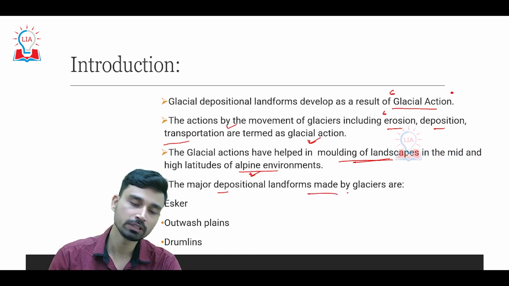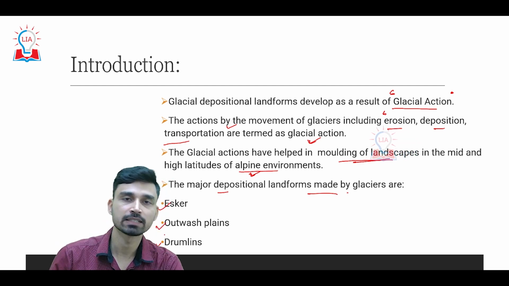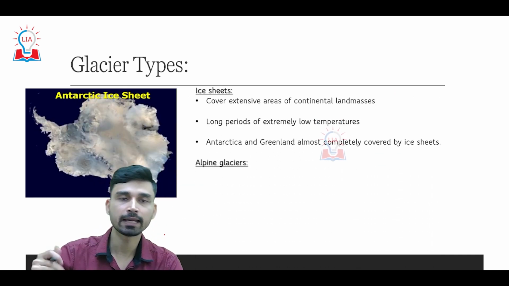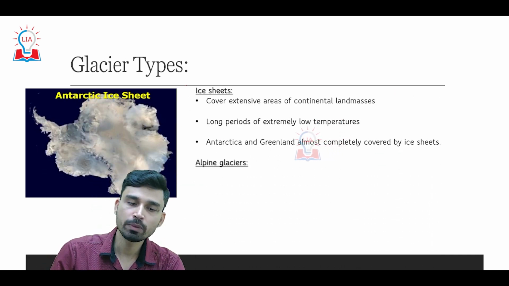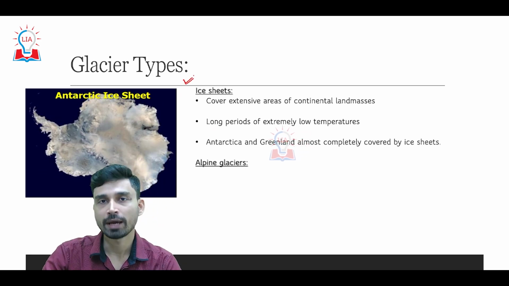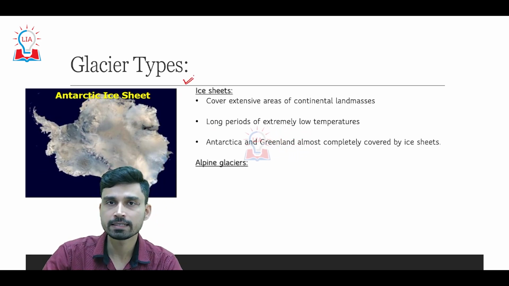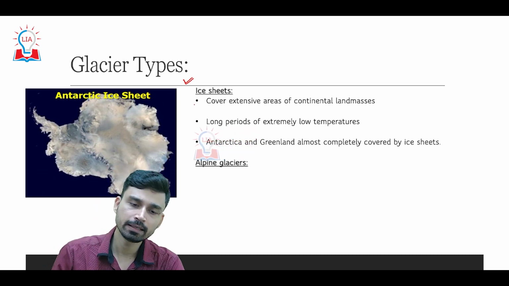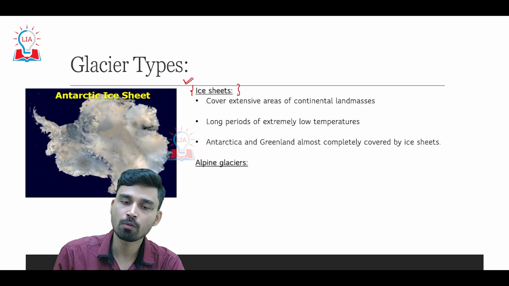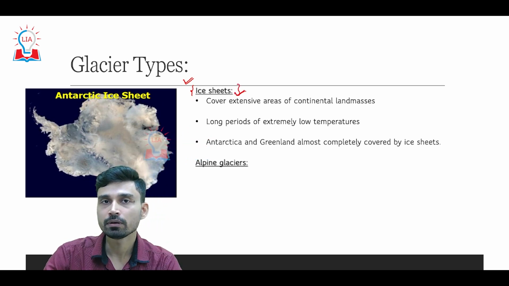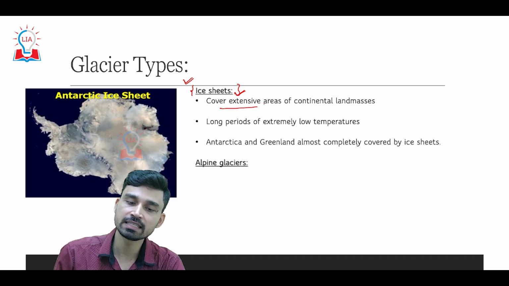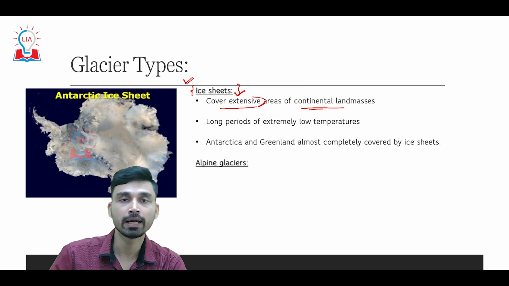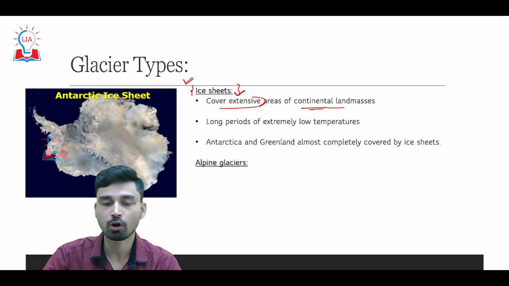And the most important of these are eskers, outwash plains as well as drumlins, which is also called basket of eggs topography. So let us first understand how many types of glaciers we have. On our Earth, glaciers can be found in two areas. One is in the higher latitudes, that is in the polar areas, and there glaciers are generally found in the form of ice sheets. In simple terms, ice sheets can be defined as an extensive cover of ice covering a continental landmass.